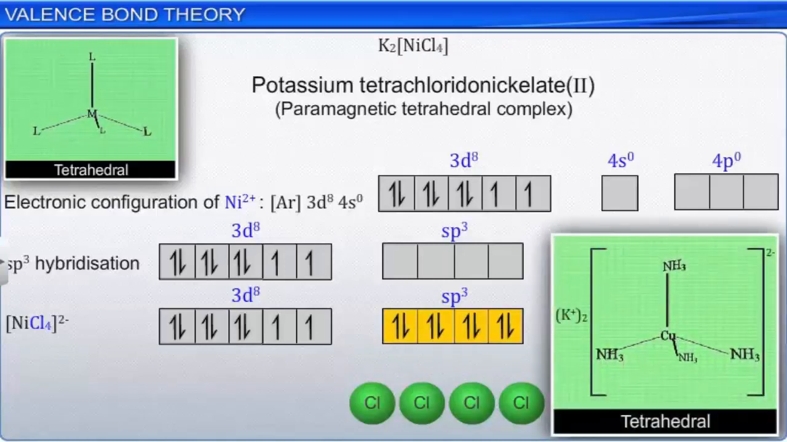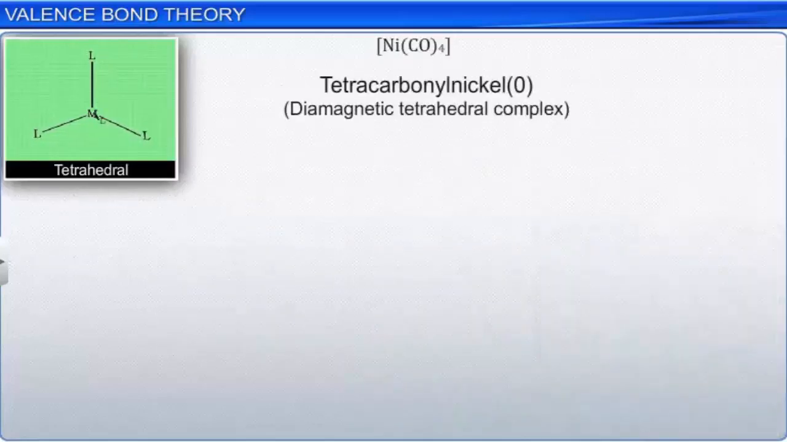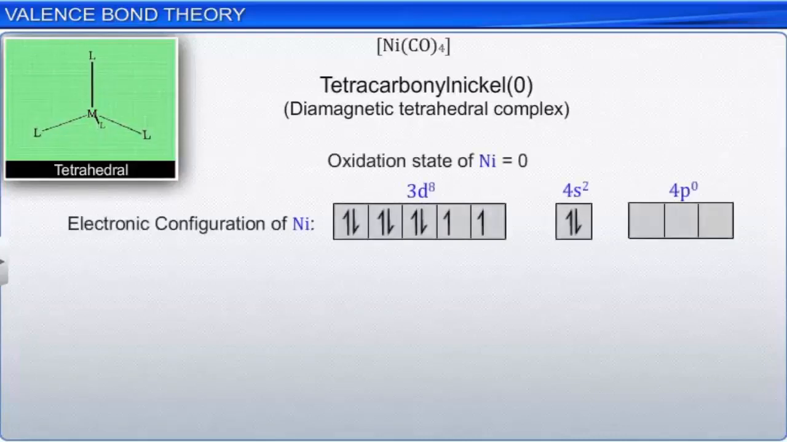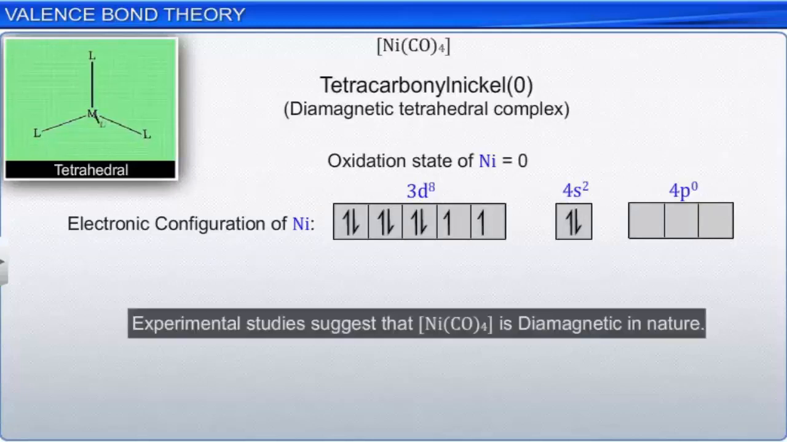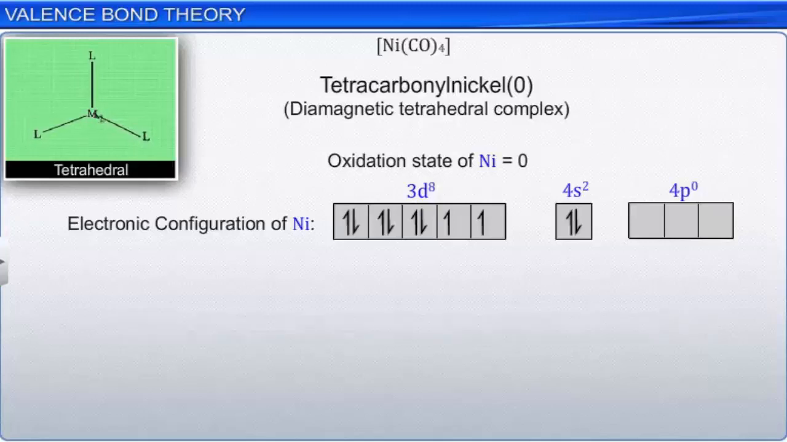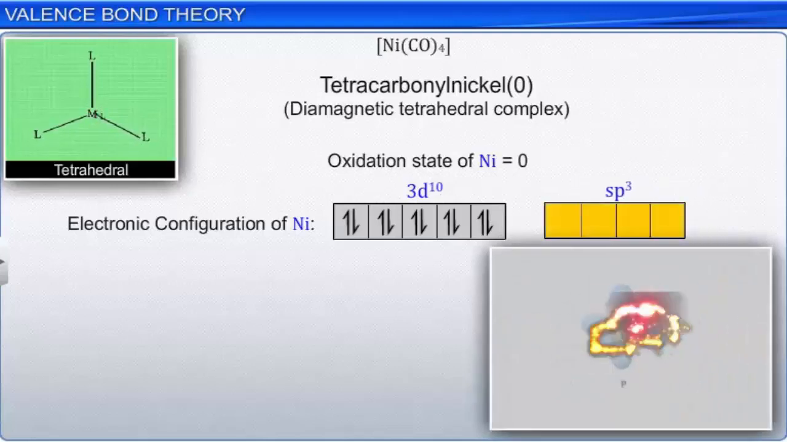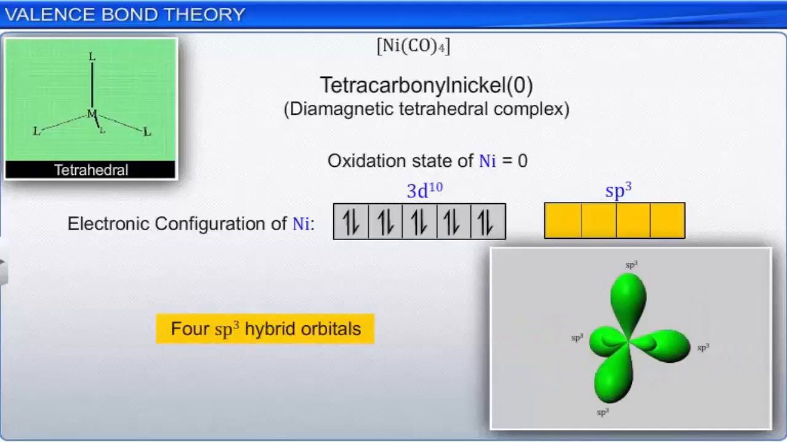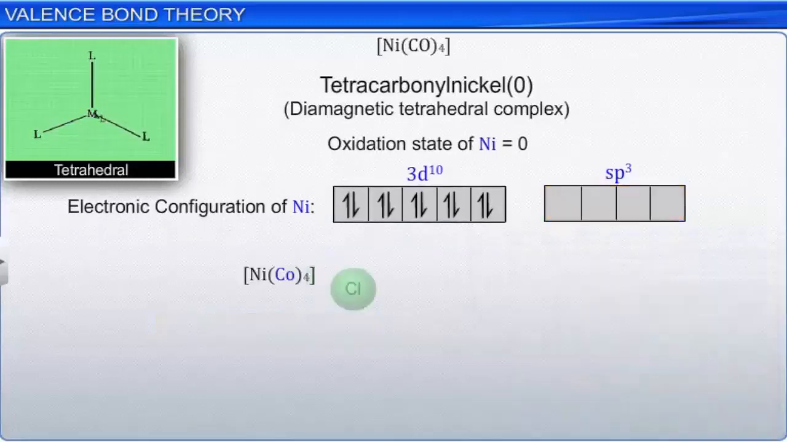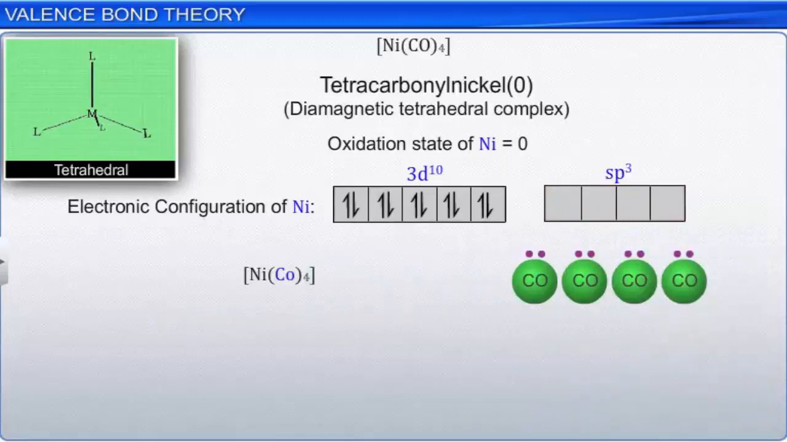Tetracarbonylnickel(0) is an interesting example of a diamagnetic tetrahedral complex. In this complex, the metal atom nickel is in zero oxidation state. Experimental studies suggest this complex to be diamagnetic in nature. This is possible only when the paired electrons in the outer 4s orbital pair with the electrons in the 3d orbital. Thus, the metal atom undergoes sp3 hybridization to result in 4 sp3 hybrid orbitals. The 4 electron pairs donated by the 4 ligands are accommodated in these orbitals. Hence, the complex is a diamagnetic tetrahedral complex.